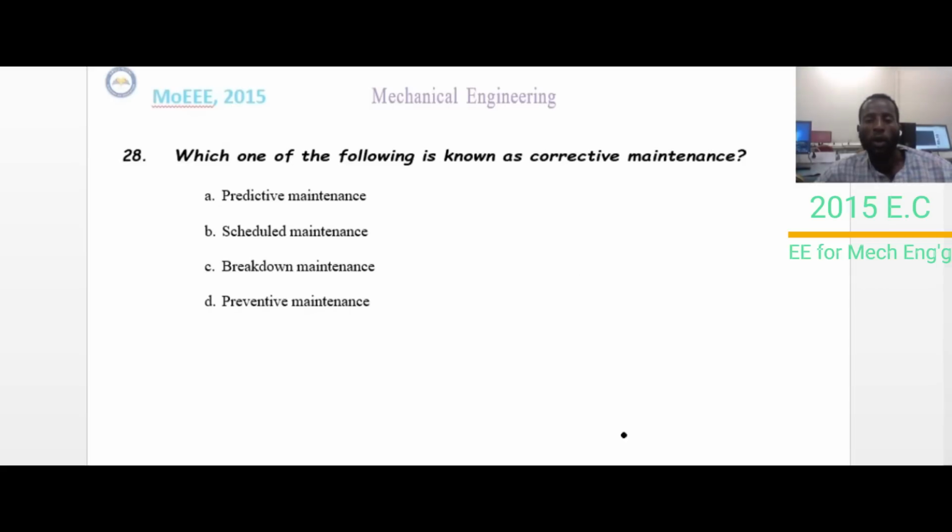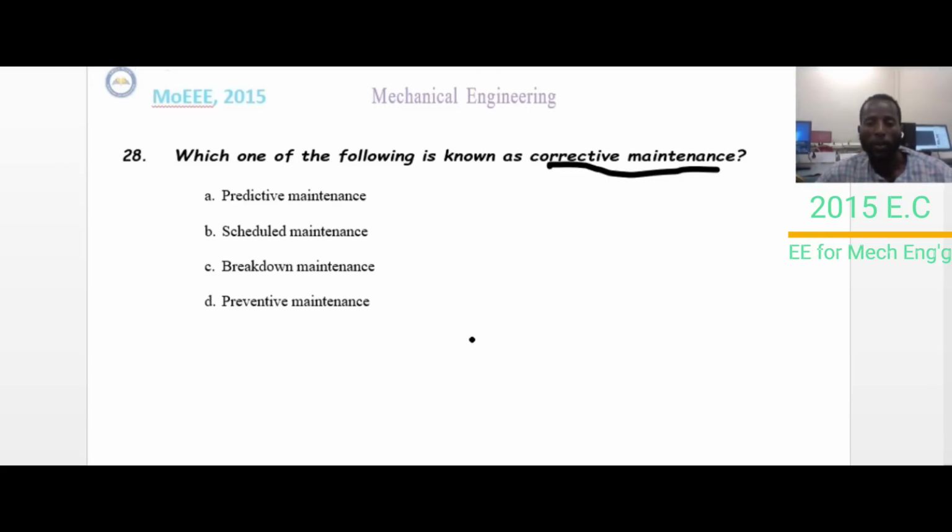Next, which one of the following is known as corrective maintenance? So this is the concept of maintenance engineering, and we have different forms of maintenance. So which one of these is known as corrective maintenance? A. Predictive maintenance. B. Scheduled maintenance. C. Breakdown maintenance. D. Preventive maintenance. So from the listed ones, which one is also called corrective maintenance?